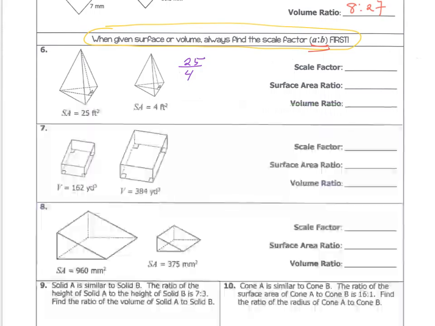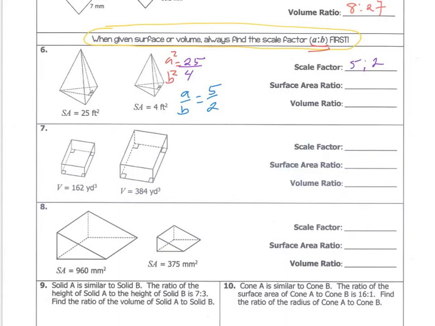Bear in mind, this is my A squared, and this is my B squared, right? So what would A to B equal? What's the square root of 25? 5. And what's the square root of 4? 2. So you're not going to reduce that fraction. Well, you could reduce it before you take the square root of it. And in fact, you might have to. But in this case, you can't reduce 25/4. And so we get our actual scale factor is 5:2.